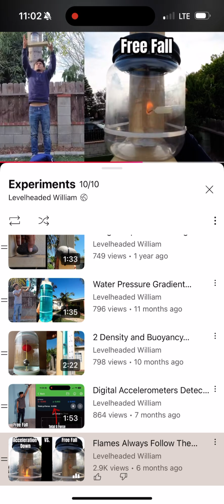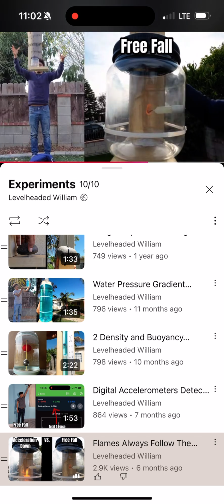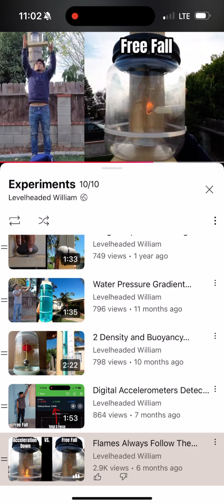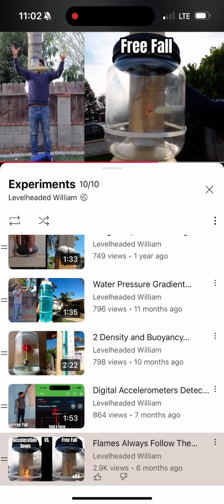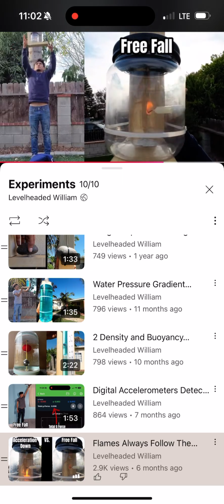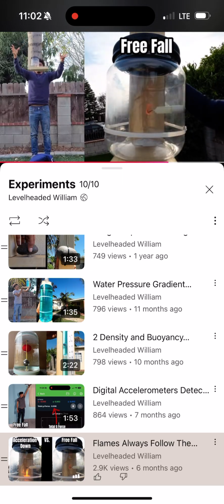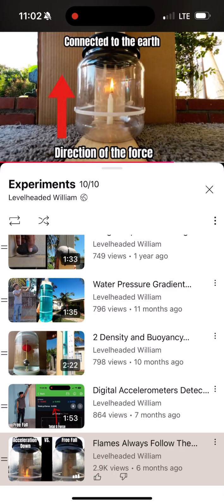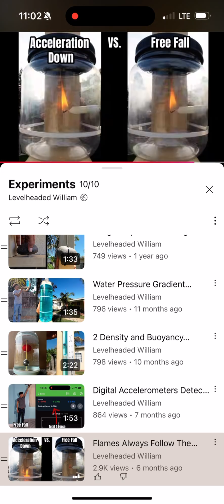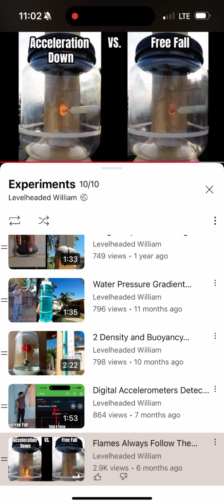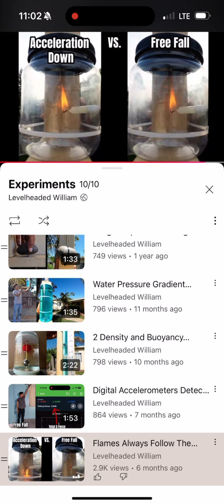However, when I release the container into free fall, there is no compression of air in the container, so the flame is not being pushed in any direction and thus turns into a sphere, showing that there isn't a force present. The compression of air in the container is only present when connected to the earth, pushing the flame up, showing that the force of the earth is also up. You can't have acceleration without a force, and you can't have a force without any reaction of the flame.